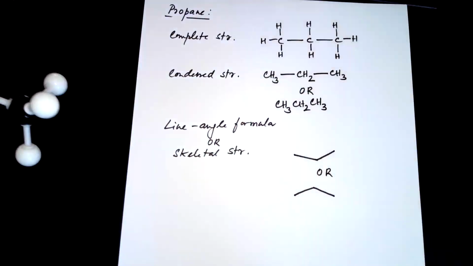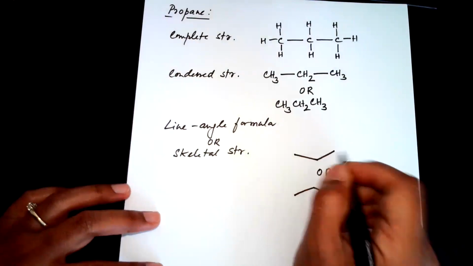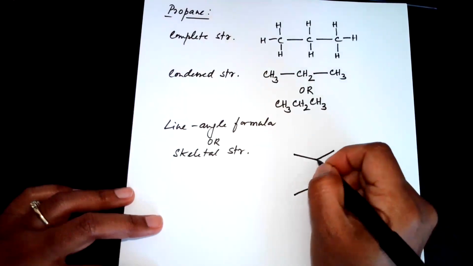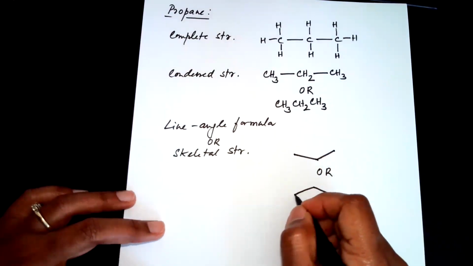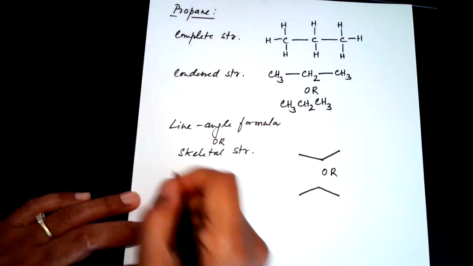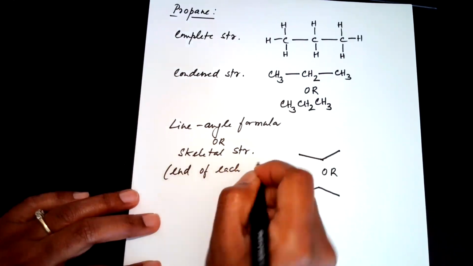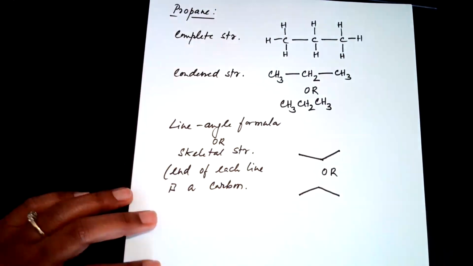Now, the main thing to remember for the line angle or the skeletal formula is that we don't mark the hydrogens. So the rule says that you just draw these lines between the carbons. So the end of each line is a carbon. So there's a carbon here, there's a carbon here, there is a carbon here. So there are 3 carbons. Or if you chose to draw it this way, end of each line is a carbon. So there's a carbon here, there's a carbon here, there is a carbon here. So it's a good idea to have that on your notes. End of each line is a carbon.